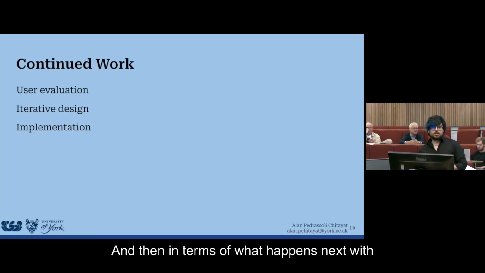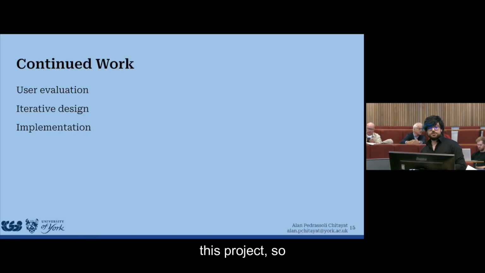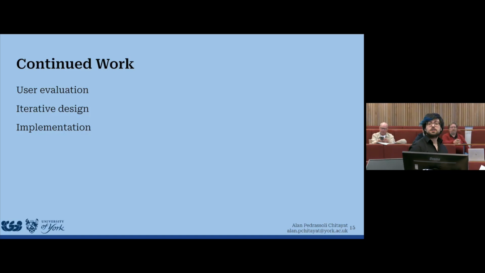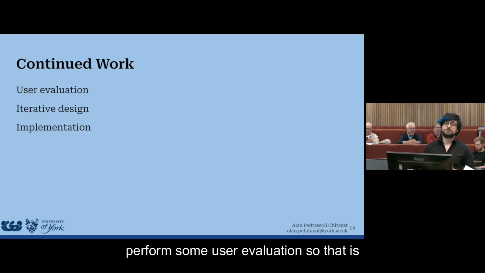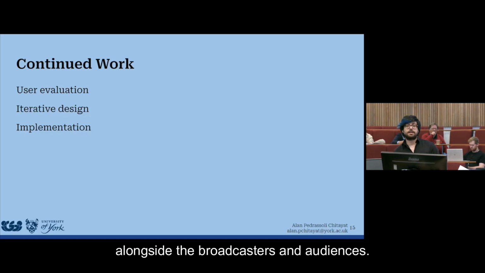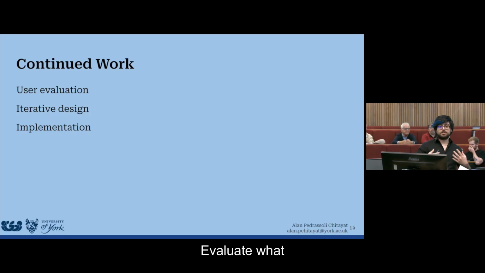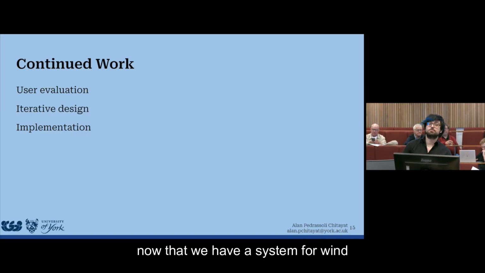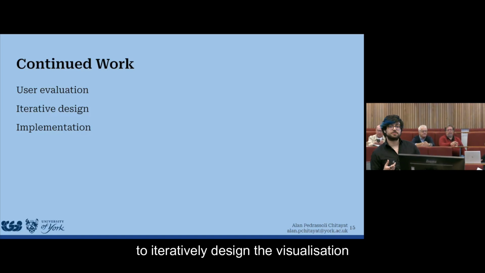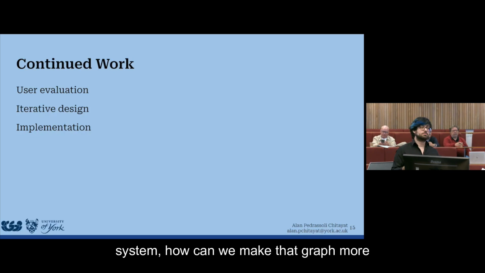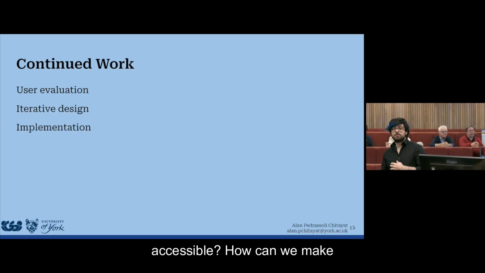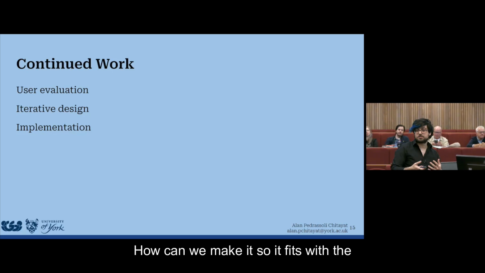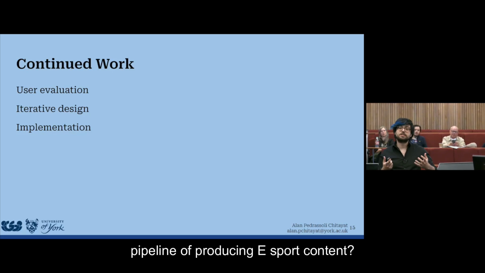And then in terms of what happens next with this project, the idea is to perform some user evaluation. So that is alongside the broadcasters and audiences, evaluate what their needs are further now that we have a system for win condition, to iteratively design the visualization system. How can we make that graph more accessible? How can we make getting to that graph more accessible? How can we make it so it fits with the pipeline of producing esport content?